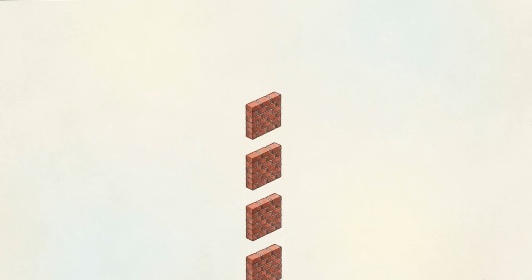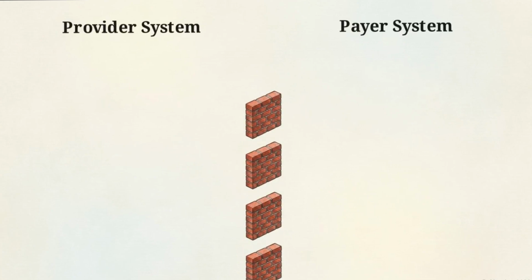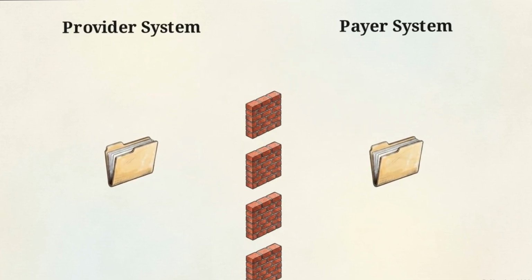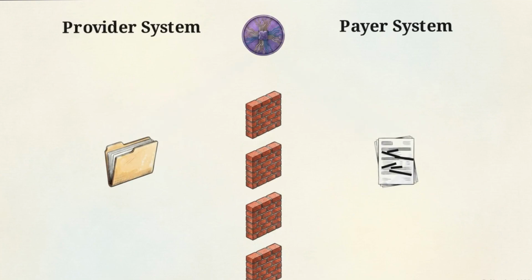Here we see the strict firewall between provider information systems on the left and payer systems on the right. As a single patient encounter crosses this divide, the record is routinely duplicated and altered. One version enters the clinical side, a slightly modified version enters the billing side. AI models cannot distinguish clinical truth from duplicate records or inconsistent coding. They treat all text as fact.